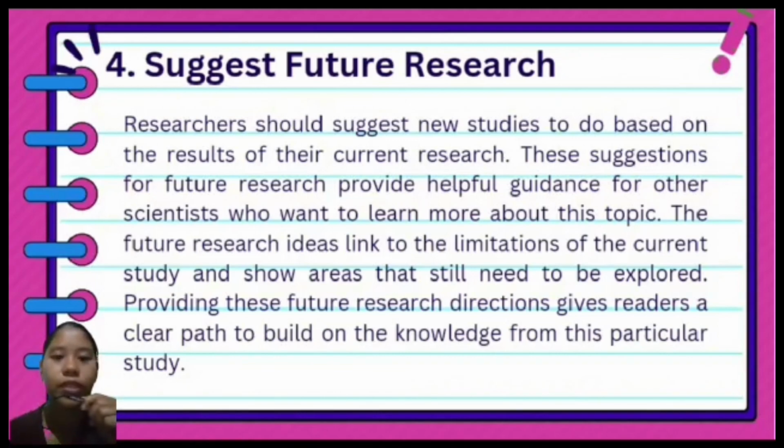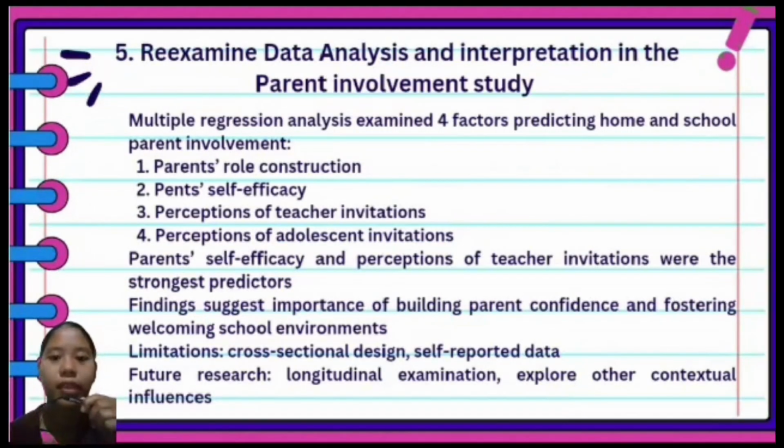And the last one is examine data analysis and interpretation in the parent involvement study. So in the statistical approach, the researchers used multiple regression analysis to examine the relative importance or contributions of four key factors in predicting two outcomes. The first one is home-based parent involvement. The second is school-based parent involvement. So here we have the four factors examined.